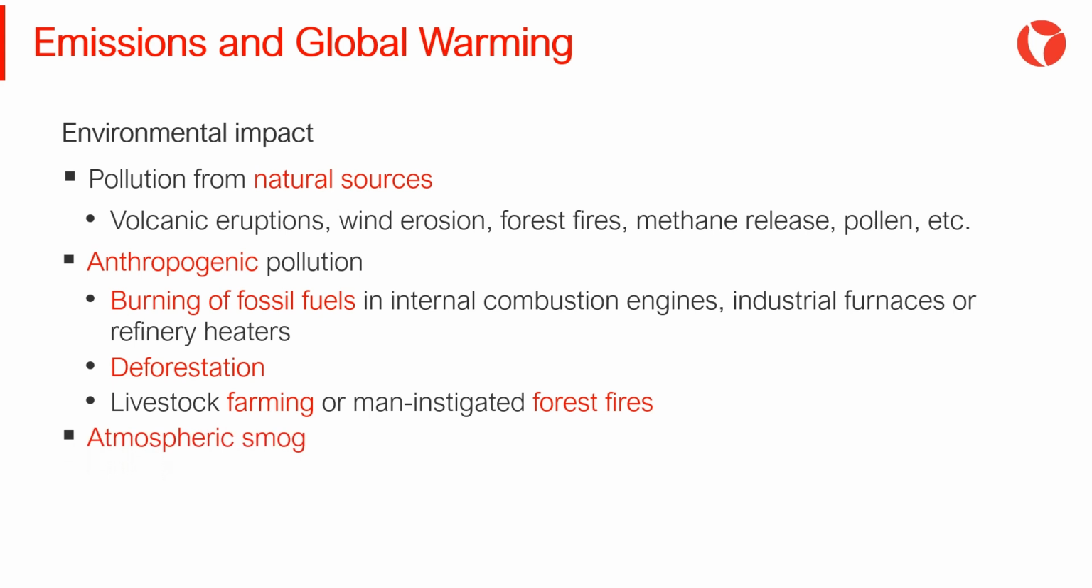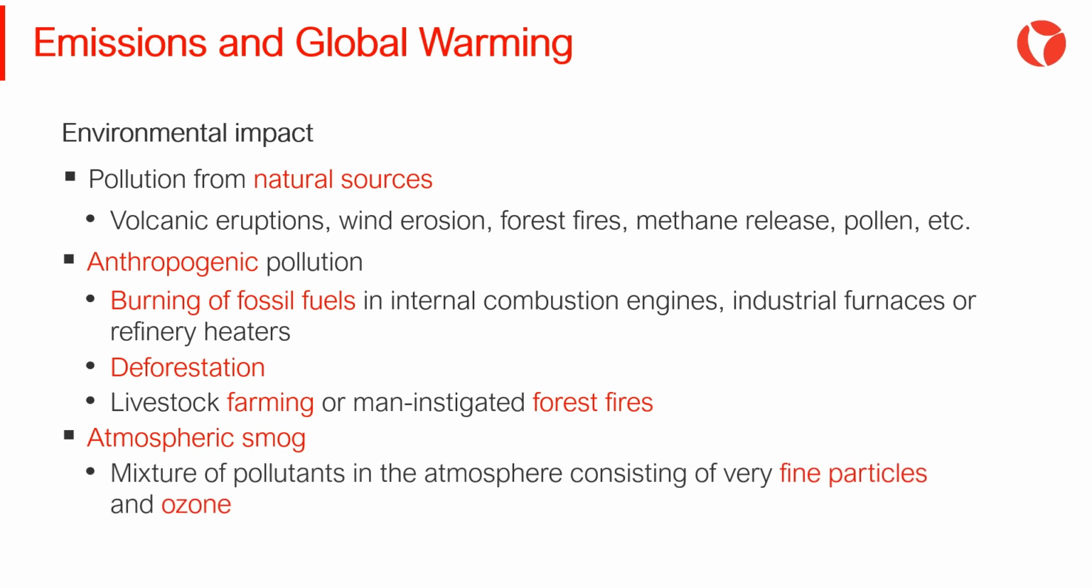Another form of pollution is atmospheric smog. Smog is a yellowish or blackish fog formed mainly by a mixture of pollutants in the atmosphere consisting of very fine particles and ozone. Atmospheric smog is formed by pollutants derived from vehicular and industrial emissions, forestry and agricultural fires, and other fossil sources.